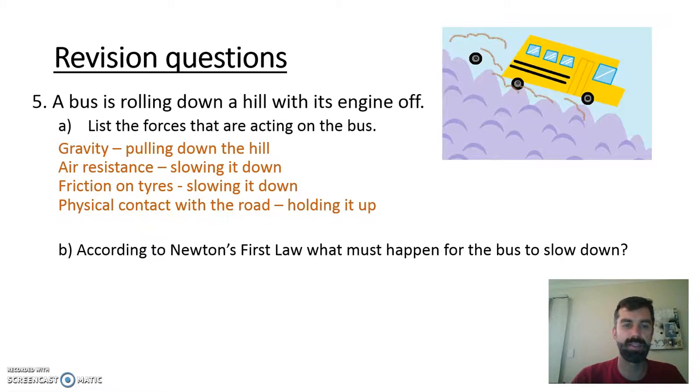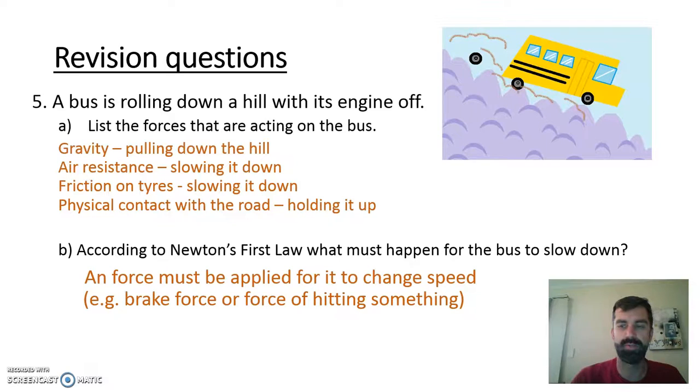And then part B says, according to Newton's first law, what must happen for the bus to slow down? Well, we know that if anything's going to change its speed, i.e. if it's going to slow down, a force has to be applied. That's what Newton's first law says. So if the bus is going to slow down, a force has to be applied for it to change speed. Now, if it went for long enough, maybe the friction on the tires might slow it down, but realistically that might be the braking force, which would increase the friction with the road, by the way. So braking force, or if this bus unfortunately hits something, then it would be the force of it hitting something that would make it slow down.